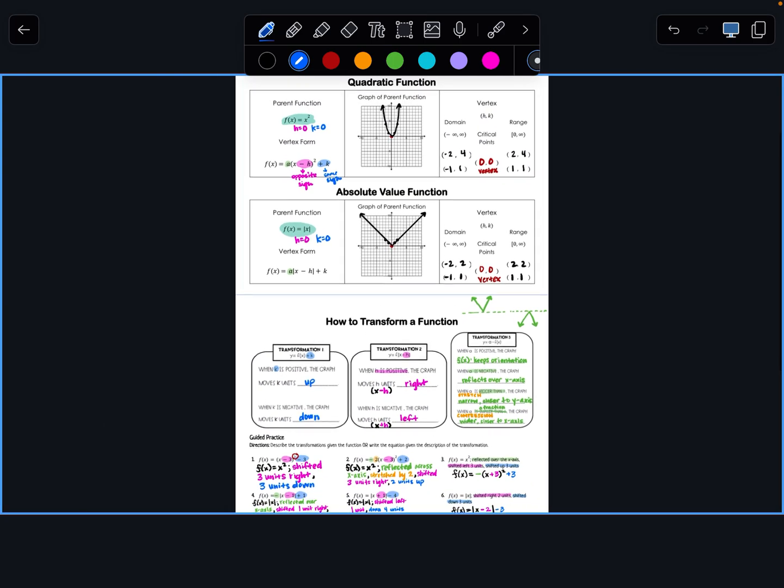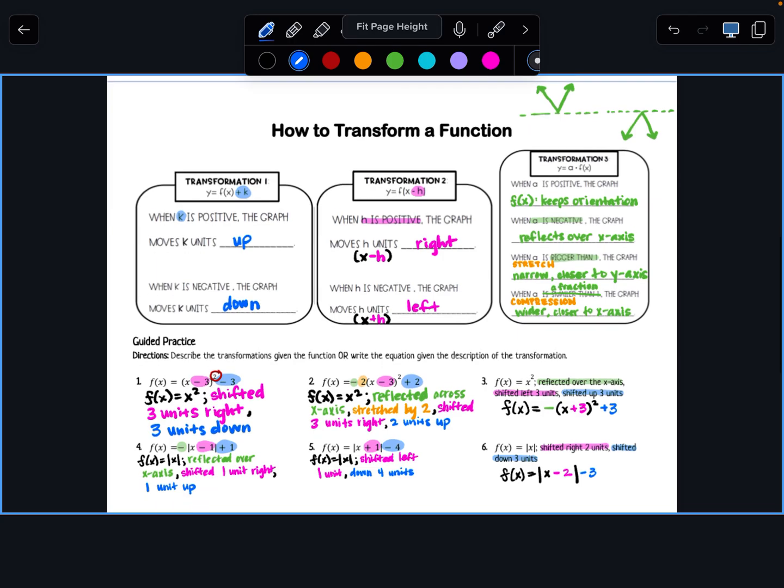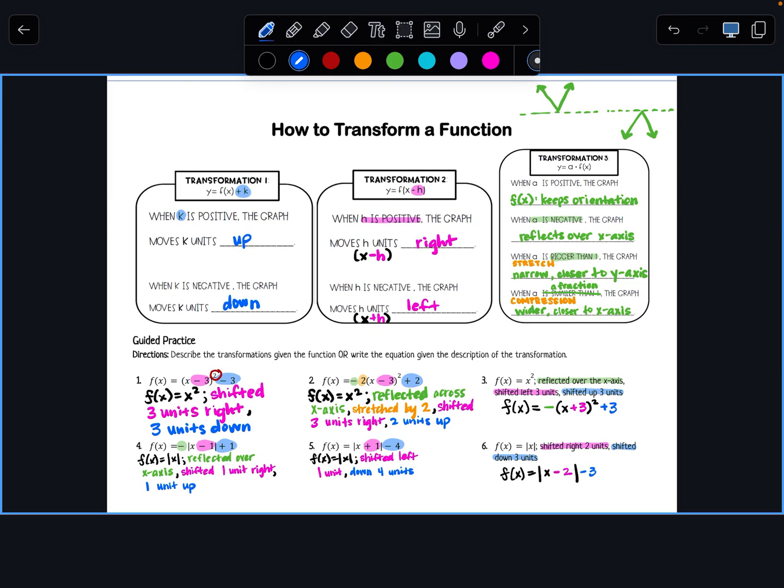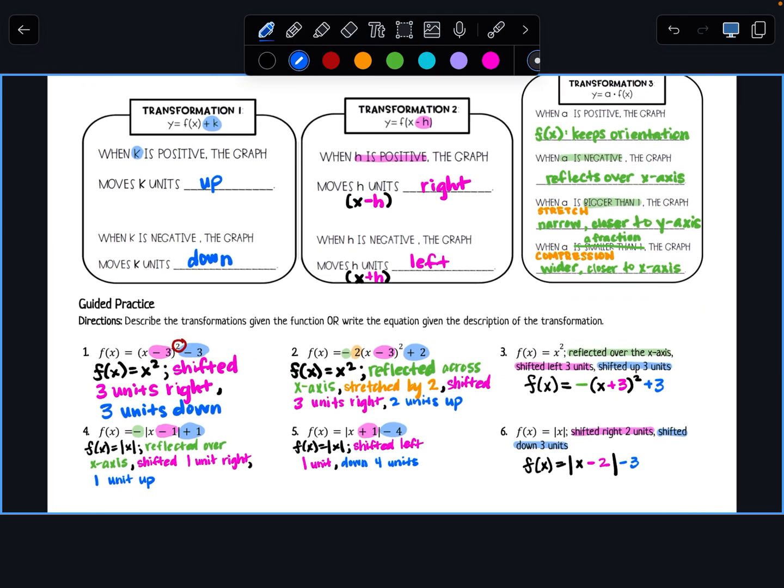So that is what you're going to be doing on today's practice. You're going to be describing a transformation based on the equation or writing an equation based on the described transformation.